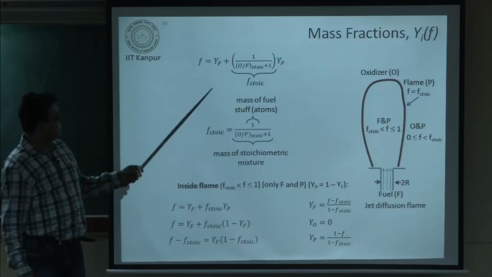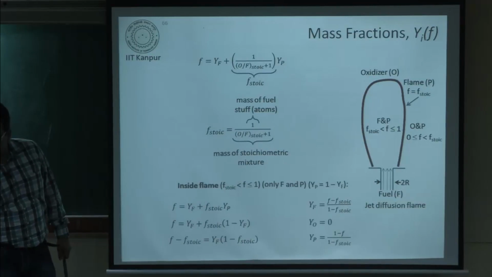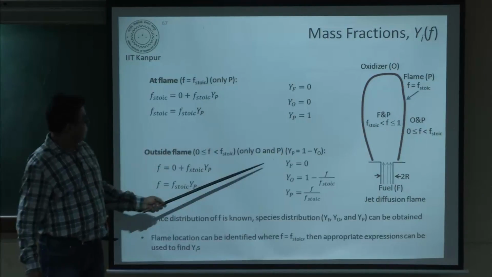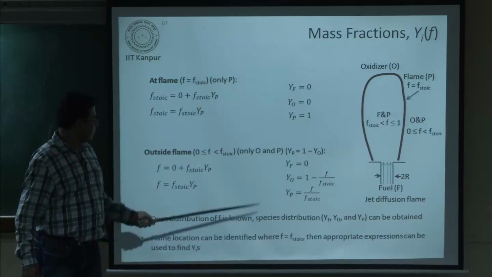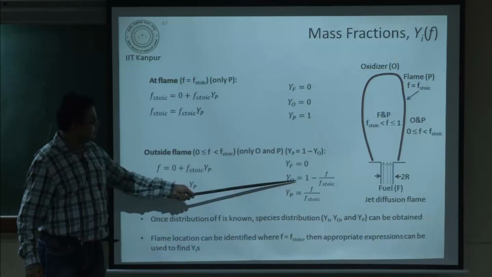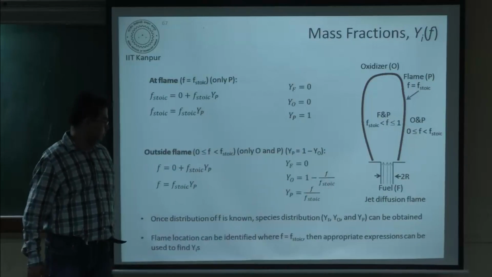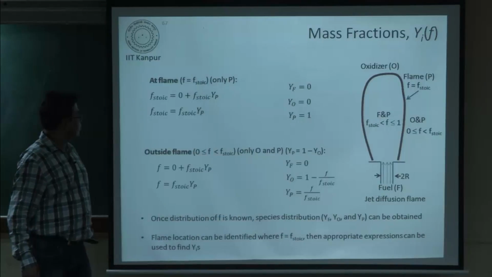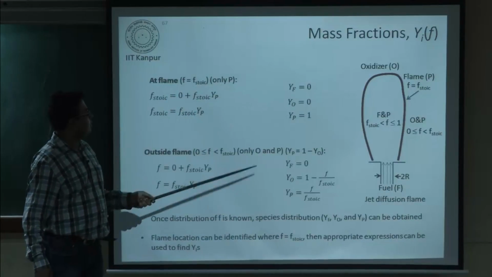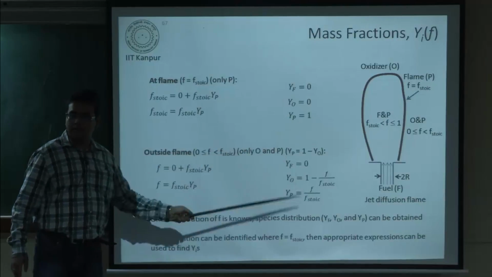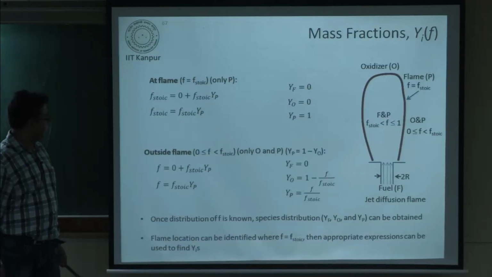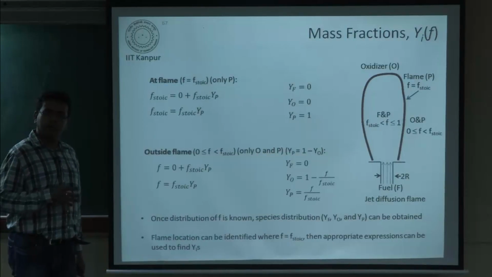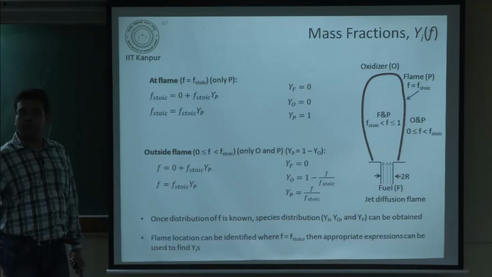Similarly, from this we can calculate what is outside the flame. Outside we have oxidizer and product. Fuel is 0, so Yf is 0 outside of the flame, and the oxidizer is 1 minus f divided by f stoichiometric, and the rest is the product. At the flame we have only product, so all of them are 0 except the product, which is 1. So these are the simple state relationships of the mass fractions in terms of the mixture fraction.